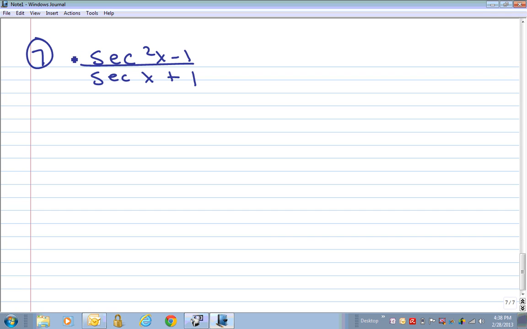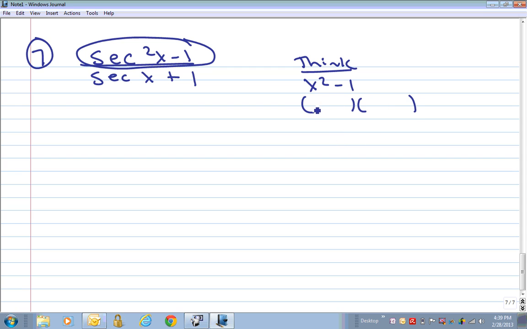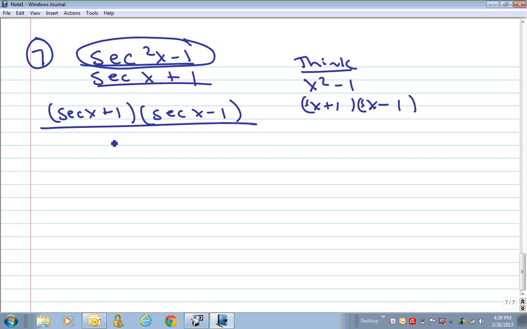This is like a difference of squares, and you may not see that unless you're thinking this. So imagine the secant gone and you really have x squared minus 1. And if you have x squared minus 1, you should recognize it as a difference of squares, x plus 1 and x minus 1. And then we would just insert the secants back in by the x's. So if we take that principle and use that method, then we would have secant x plus 1 and secant x minus 1. And then it's all divided by, of course, this secant x plus 1.